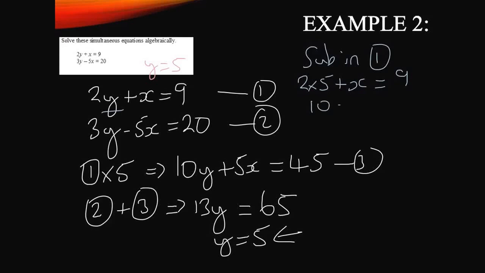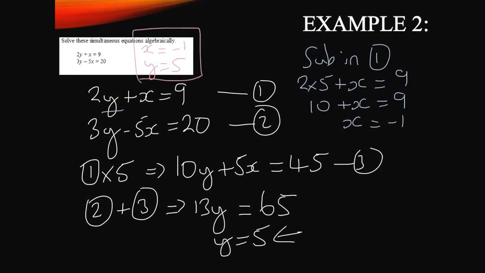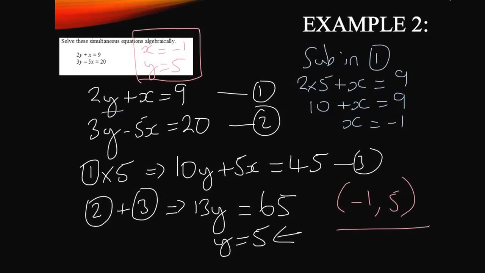So 10 plus something equals 9. That means that x has to be minus 1. So here we have x equals minus 1. I've managed to get two values. I've found the coordinates of where these two lines cross. They cross at minus 1, 5. I've solved it simultaneously.